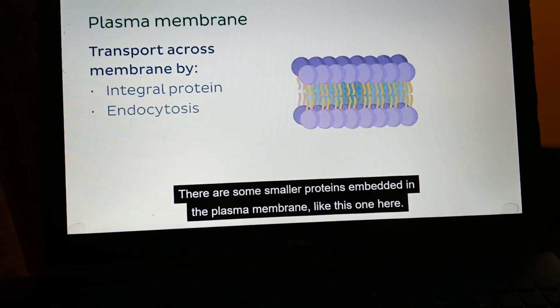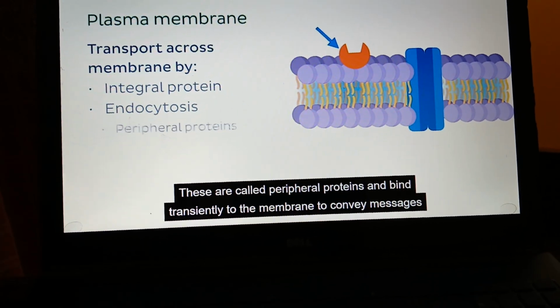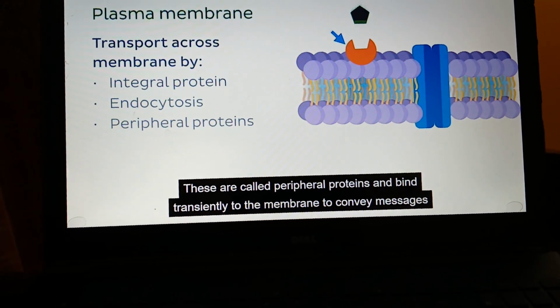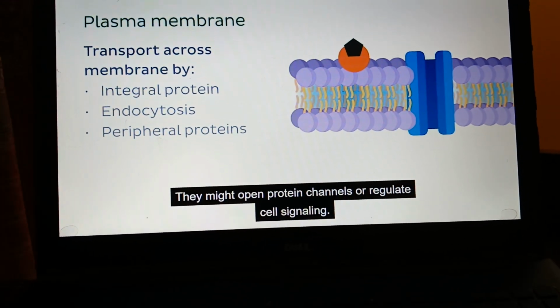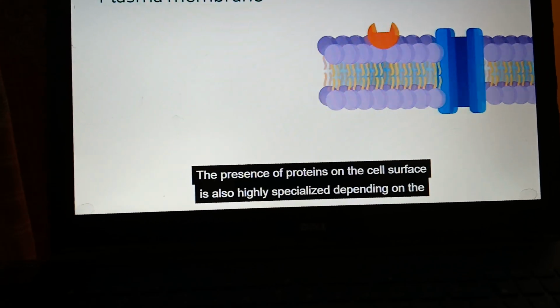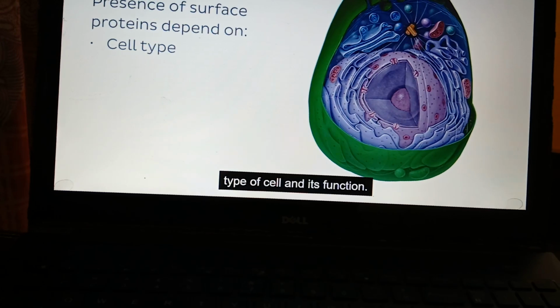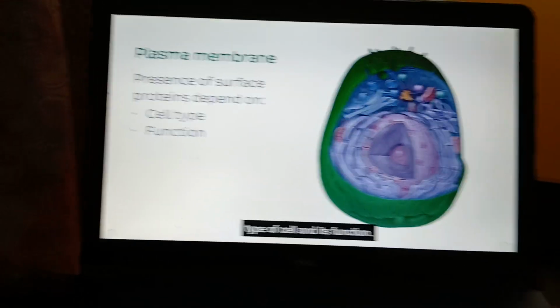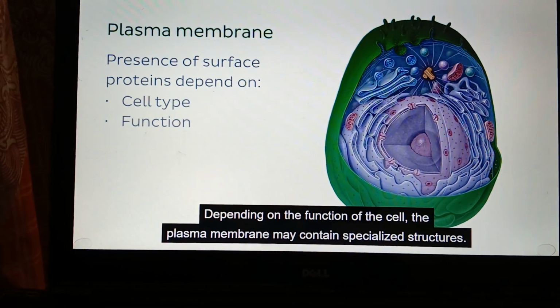There are some smaller proteins embedded in the plasma membrane, like this one here. These are called peripheral proteins and bind transiently to the membrane to convey messages to the cell. They might open protein channels or regulate cell signaling. The presence of proteins on the cell surface is also highly specialized, depending on the type of cell and its function. Depending on the function of the cell, the plasma membrane may contain specialized structures.